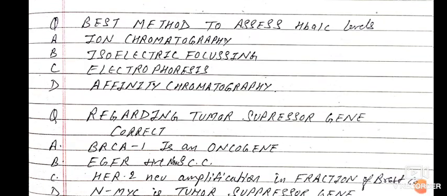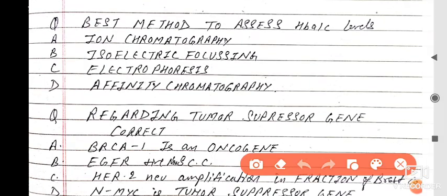Best method to assess HbA1c levels. This is a previously asked question, so many times they like to ask it. If you want, you can answer in the comment box. This is a case of affinity chromatography. These levels are assessed best by affinity chromatography.